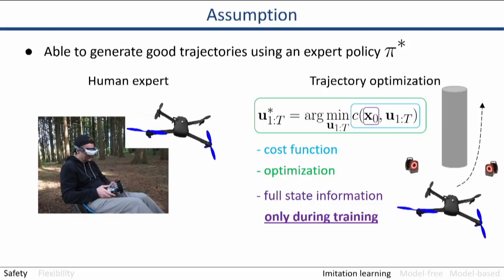Why do you need to instrument that environment? Because you need to evaluate this cost function. So this cost function encodes the task that you want to do. So the task, let's say in this example, is to fly and not crash. In order to fly and not crash, I need to know where my robot is and where the obstacles are.